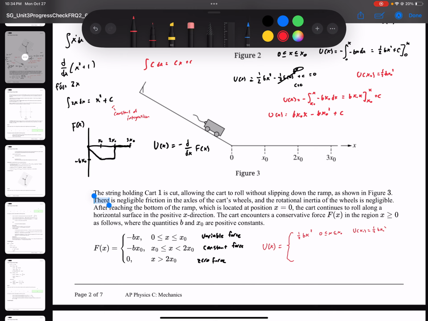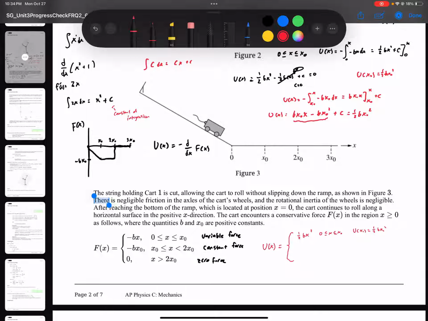So that's what I'm going to do for this function. This function needs to be continuous. So I'm setting up these initial conditions at position x equals x naught. I know what the potential energy function has to equal, and that's where this plus c term kicks in. So I'm going to set this equal to 1/2 b x naught squared. And so I have this function here.